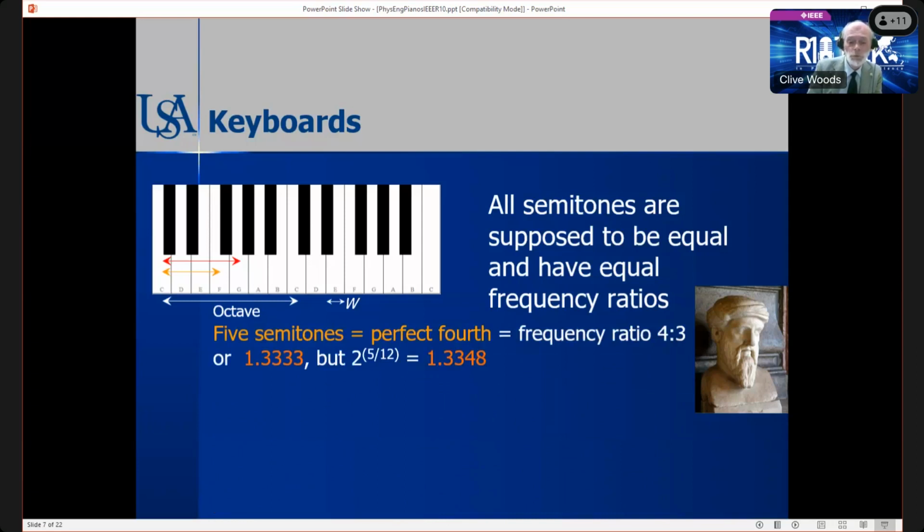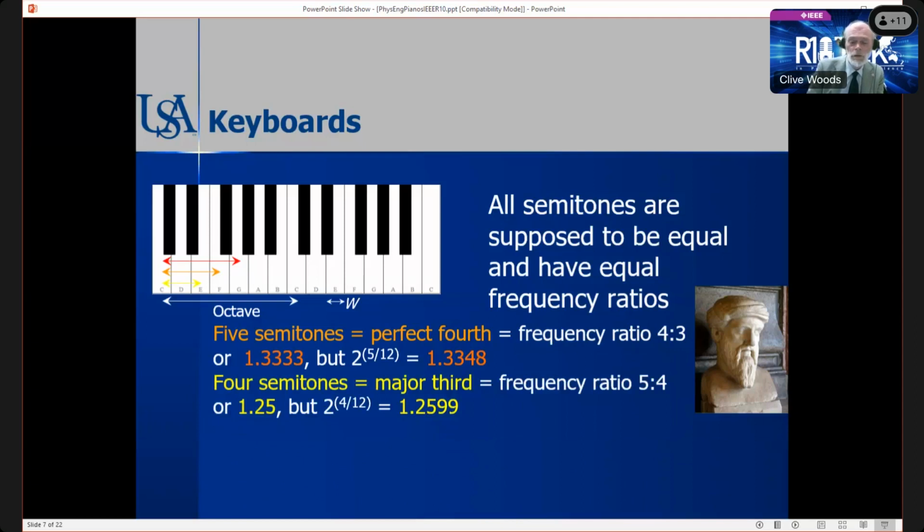So let's just have a look at some other examples that the ancients had worked out. A perfect fourth is 5 semitones, and Pythagoras said, well, that's got to have a frequency ratio of 4 to 3, or 1.3333, but on a modern piano it's slightly sharp, 1.3348. 4 semitones is a major third. That corresponds to a frequency ratio of 5 to 4, and again, it's not quite correct. That one is really very much out of tune on a modern piano, even when it's perfectly tuned.